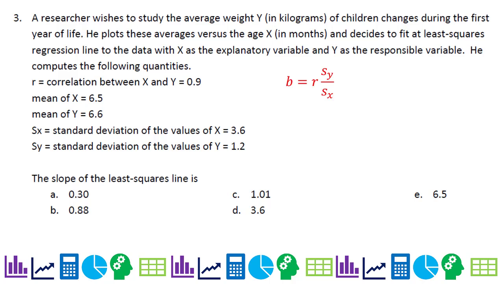So you have this formula on the front page of your math chart, the one that you get to use on your AP exam and every one of mine. So we know R, that's 0.9. We know the standard deviation of Y is 1.2, and S of X is 3.6. So we just substitute in, and we get 0.30. So the slope of the least squares regression line is 0.30. So that's it. Basically, make sure you know this formula. It's in the front of your math chart.